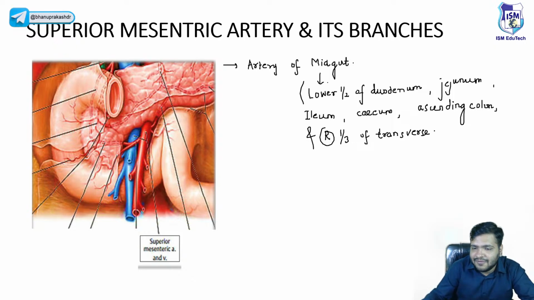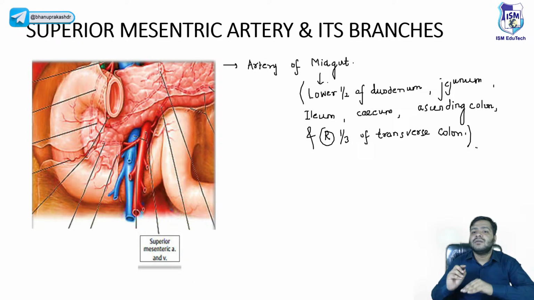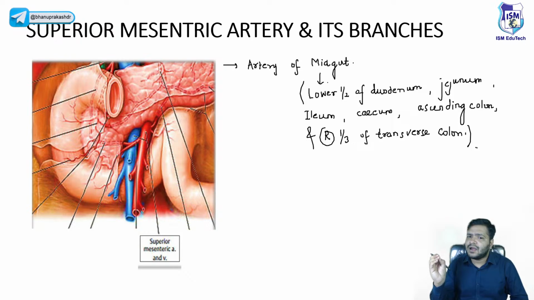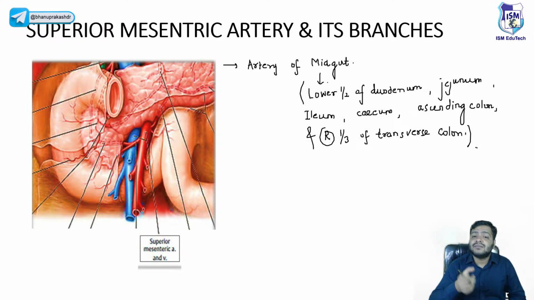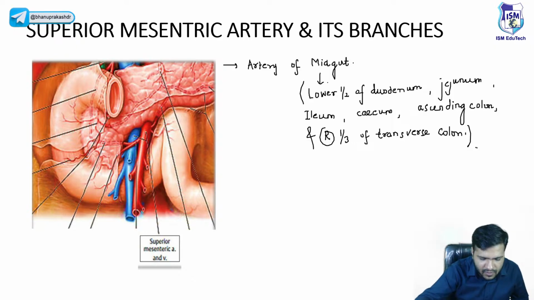Let me see how many of you agree with the answer given by Anushka. Yes, right 1/3 of the transverse colon. So we have the lower half of the duodenum, the jejunum, ileum, all the three parts of the small intestine. Then we have the cecum, असेंडिंग कोलॉन एंड बेटा असेंडिंग कोलॉन है और ट्रांसवर्स कोलॉन का राइट 1/3 पार्ट ही है, ठीक है। सॉरी 1/3 नहीं है, इट विल बी 2/3 ऑफ द ट्रांसवर्स कोलॉन, राइट 2/3 ऑफ द ट्रांसवर्स कोलॉन.